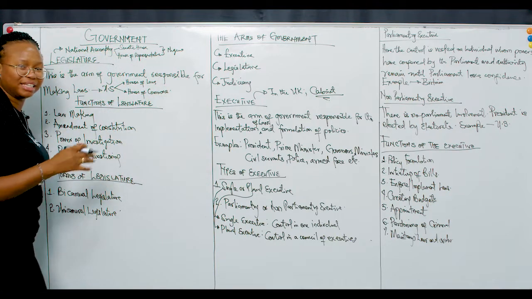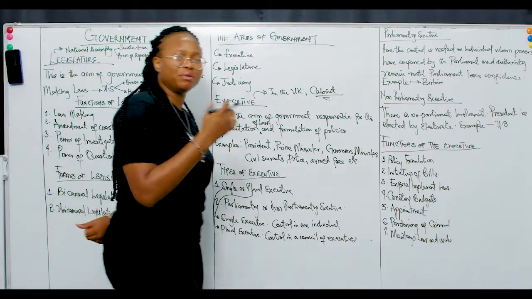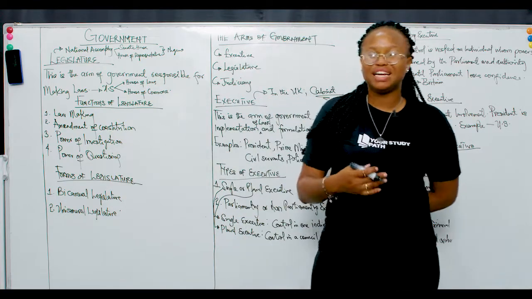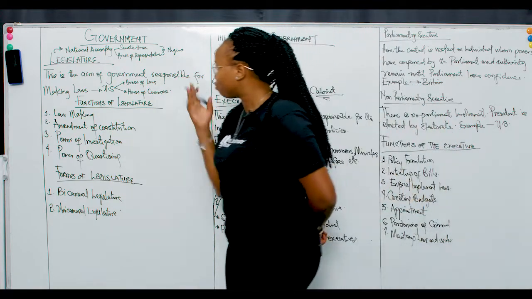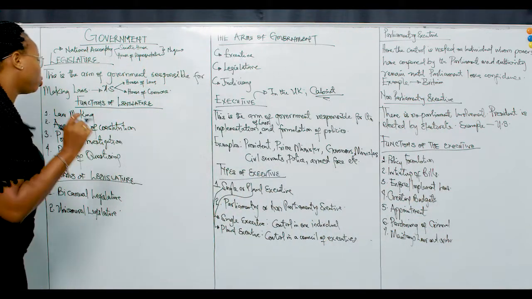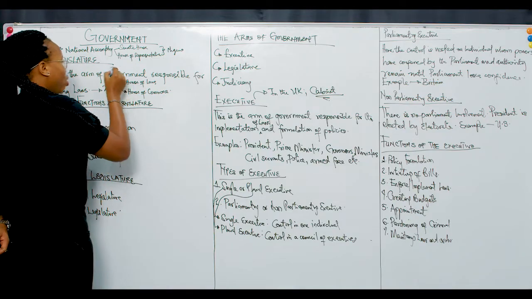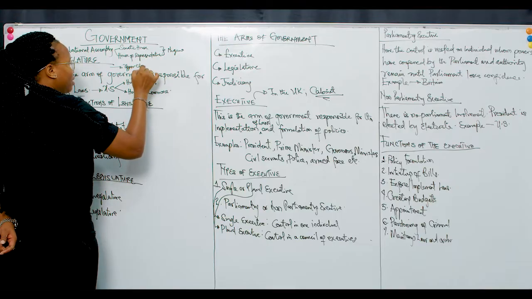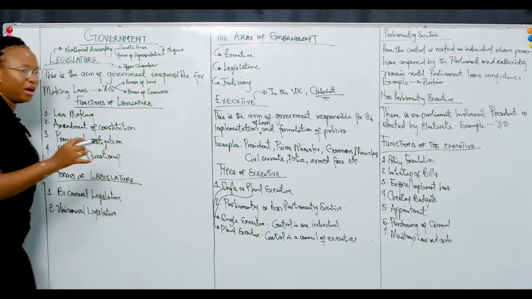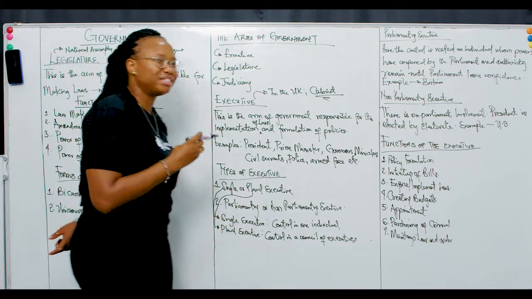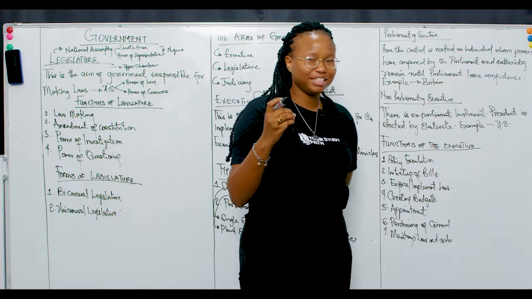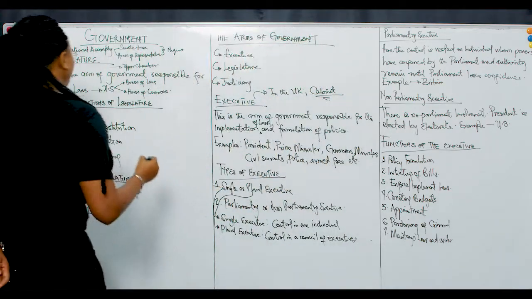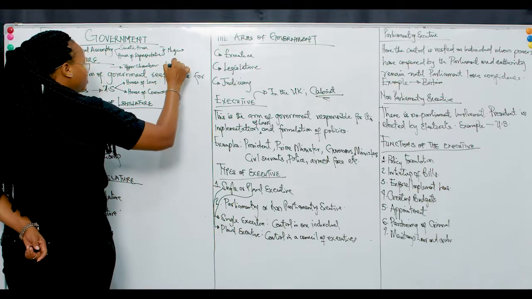So basically, the legislature is a lawmaking body that is usually divided into chambers. From what we can see here, it means that there are always two chambers. We have the upper chamber, which is the chamber that usually consists of sophisticated individuals. And then we have the lower chamber.